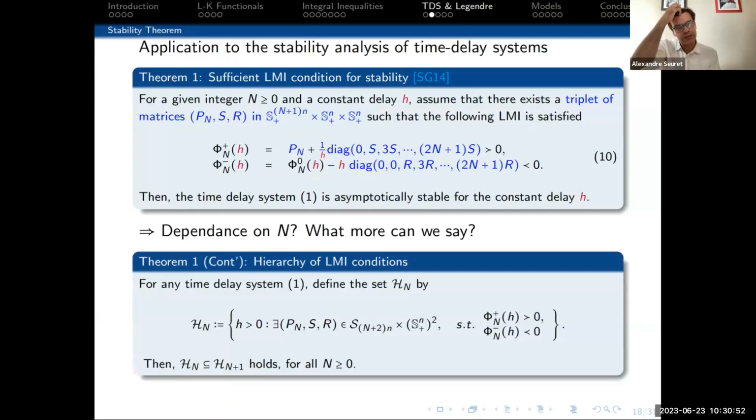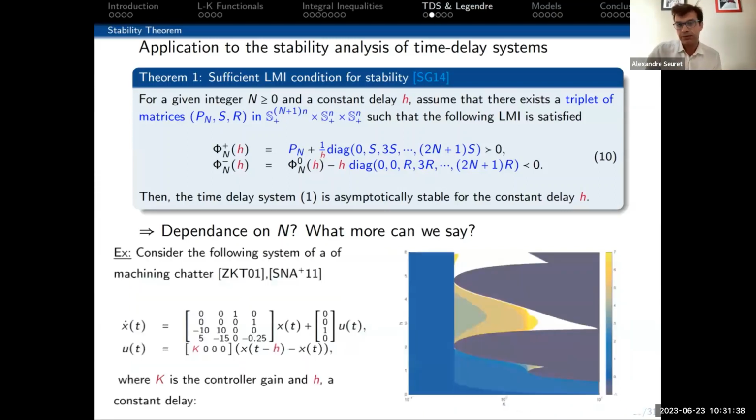So this theorem depends on n, and we would like to know what is happening when n grows. And we have the following theorem, which says that the set of delays for which you can find a solution to the LMI condition at order n, which you call Hn, has the following inclusion. It means that the set of allowable delays that you have obtained at order n will be included in the set of delays that are solutions to the LMIs at order n plus 1.